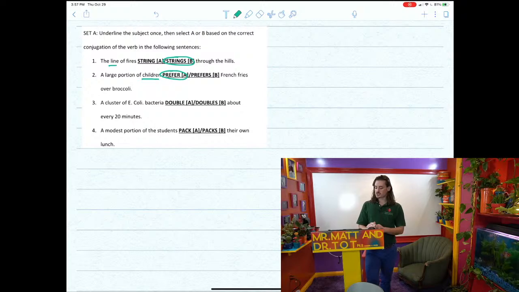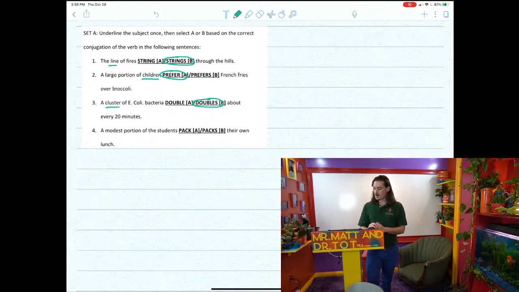Number three, a cluster of E. coli bacteria double or doubles about every 20 minutes. So we're talking about one cluster made up of many E. coli bacteria. So one cluster is singular. We need a singular verb. Singular nouns usually do not end in S. So singular verbs usually do end in S. So we want the singular verb doubles. A cluster of E. coli bacteria doubles about every 20 minutes.